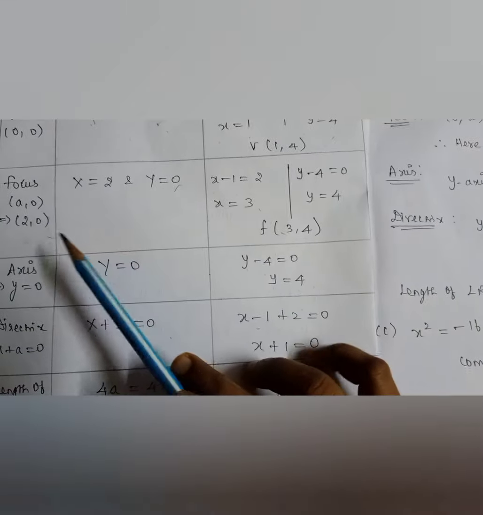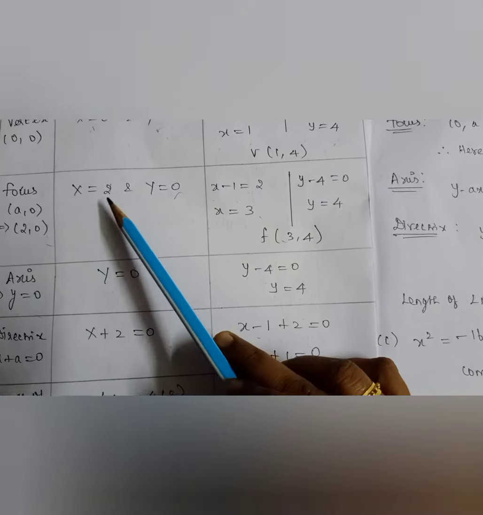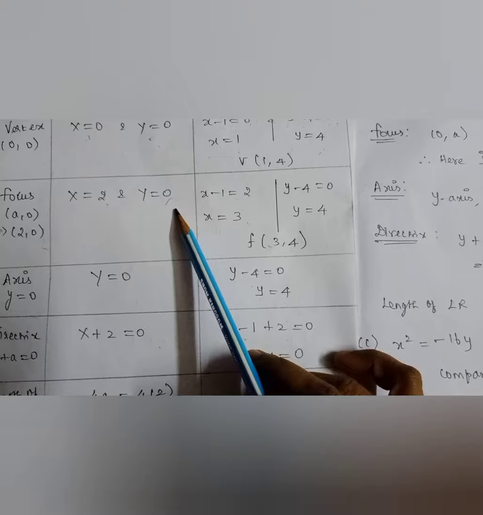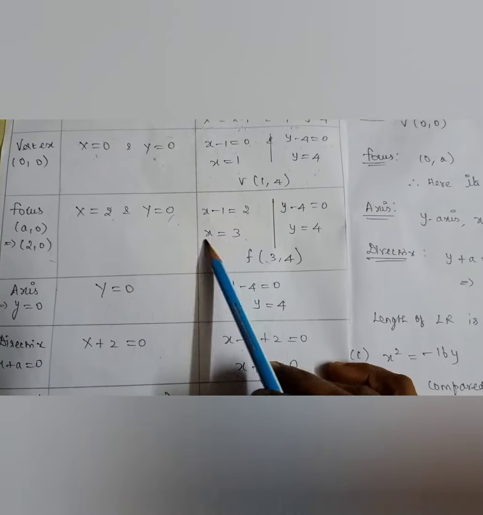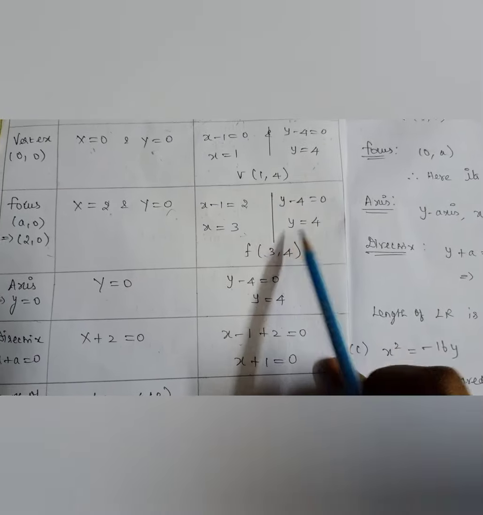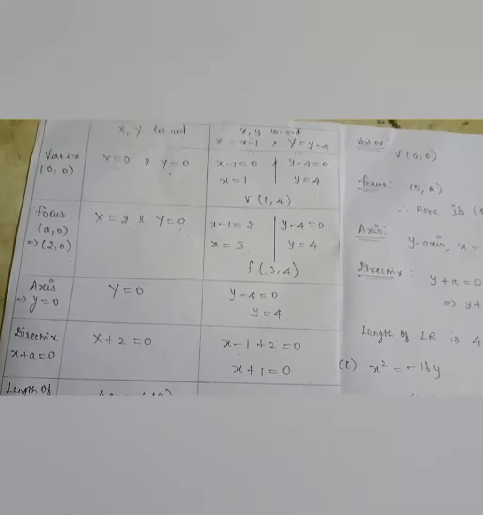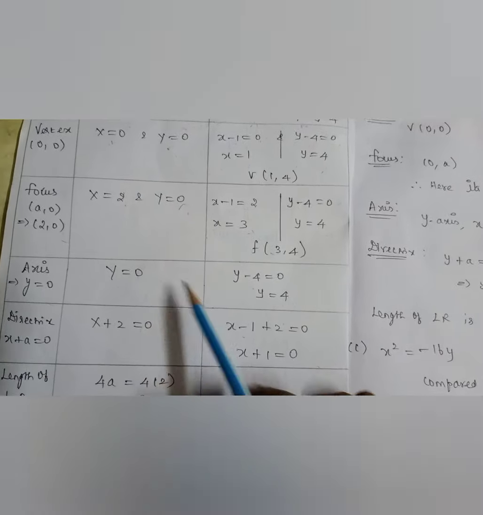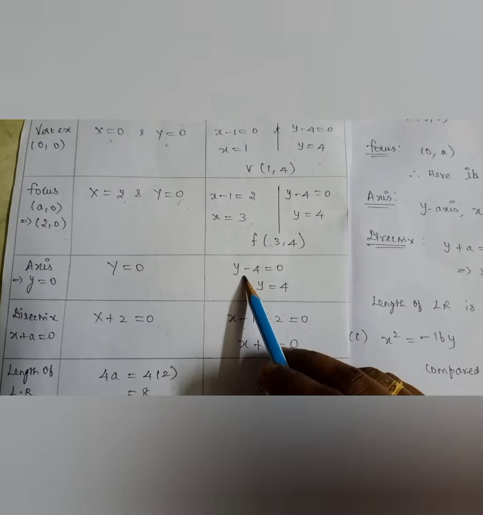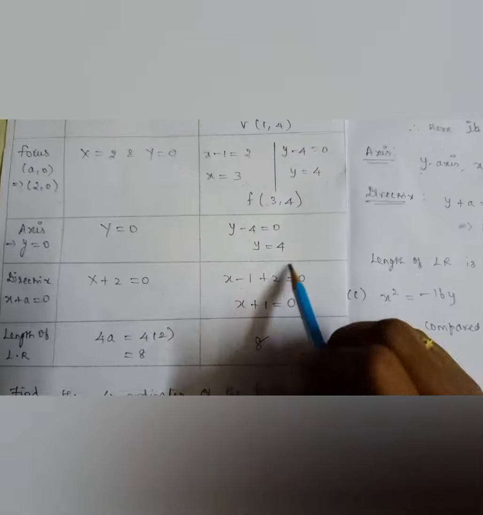Next, the focus. A, 0, that is 2, 0, means X takes the value 2 and Y takes the value 0. So x minus 1 is equal to 2, x is equal to 3. Y minus 4 is equal to 0, y equal to 4. So the new focus is 3, 4. Again the axis. The axis is capital Y is equal to 0. That is y minus 4 is equal to 0. So y is equal to 4.